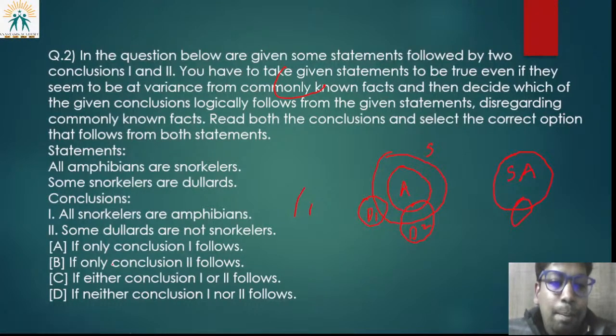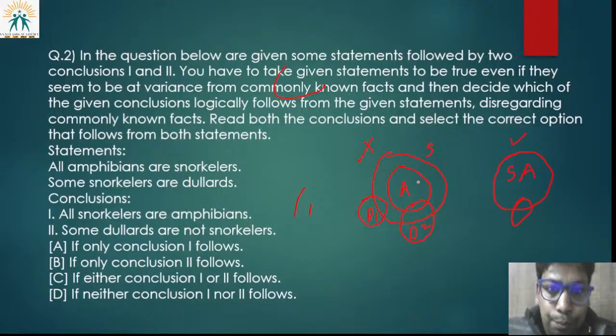Now, if you look at my conclusions, all snorkelers are amphibians. As you can see, it is right in this case, but it is wrong in this case. So when it's not right in all the cases, it's wrong. It has to be right in all the cases. That's what a deductive conclusion is. Correct? So therefore, one definitely does not follow.